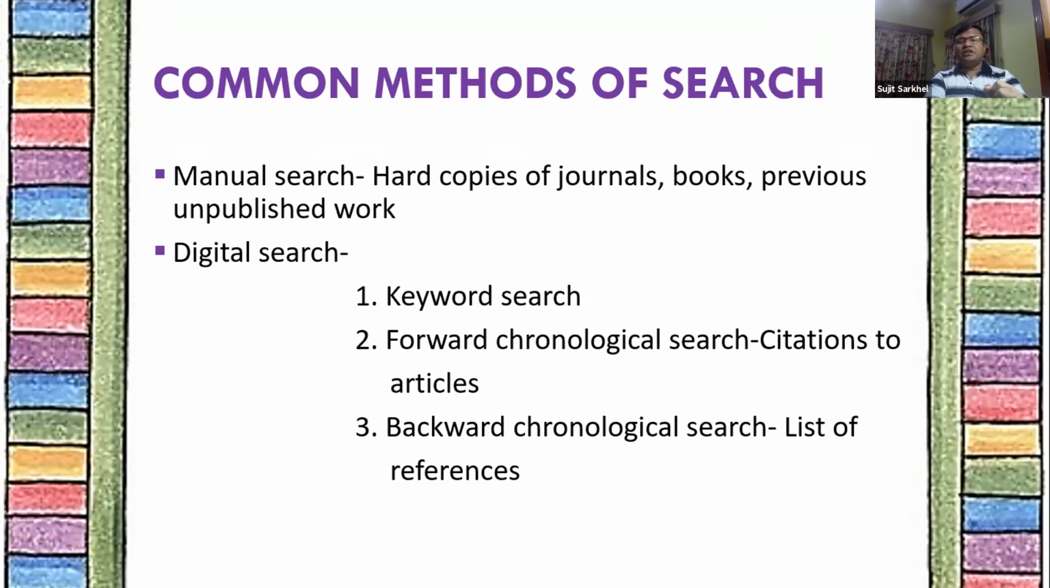And backward chronological search is you zero in on an article, download it, get the full text, and go back to the reference section of the article and hunt out each and every article that this particular article has referenced. So in backward chronological search, you actually go back to those articles which have been published before the parent article and you search for those articles. So these are the common methods of digital search.